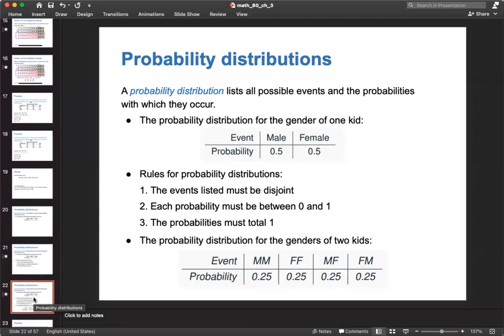Now, the probability distribution for the genders of two kids that are chosen. You could choose a male and a male, a female and a female, a male and a female, or a female and a male. The probability for each of those events is going to be 25%. They are all disjoint because you can't choose 2 males and 2 females at the same time, for example. Likewise, you can't choose 2 females and then 1 male and 1 female at the same time. So they are disjoint events, and each probability being 0.25 sums up to 1. All the criteria are satisfied.